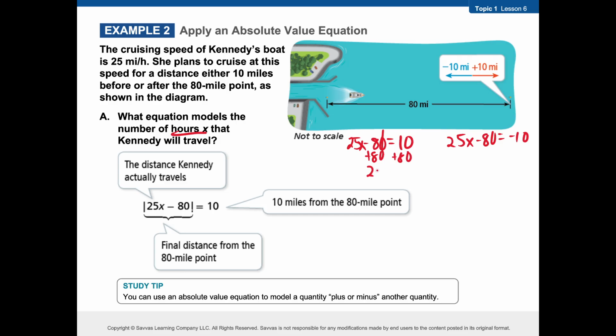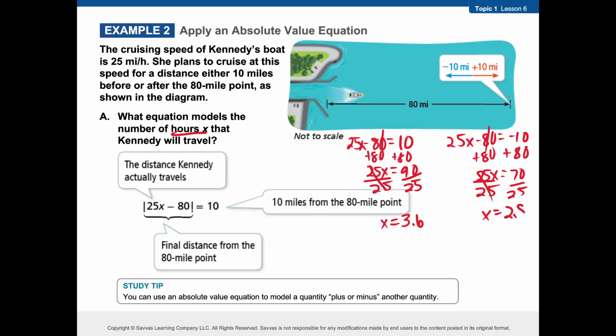Add 80 to both sides, and the total farthest she would go would be 90 miles. If she goes 10 miles more and goes 90 miles at 25 miles per hour, it would take her 3.6 hours. If she goes 10 miles less, negative 10 plus 80, that would be 70. At 25 miles per hour, it would take her 2.8 hours.